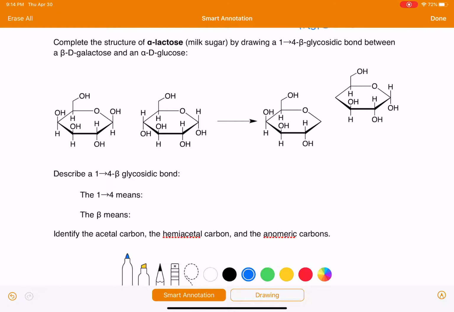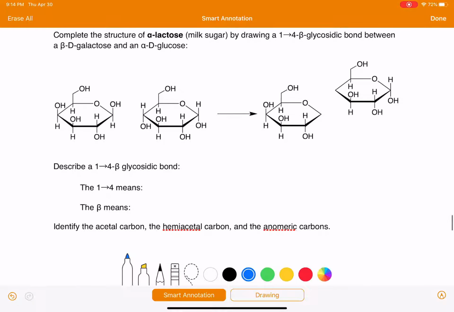Next, we're looking at alpha lactose. So alpha lactose is from D-galactose on the left and D-glucose on the right. And let's identify these galactose and glucose as alpha versus beta.